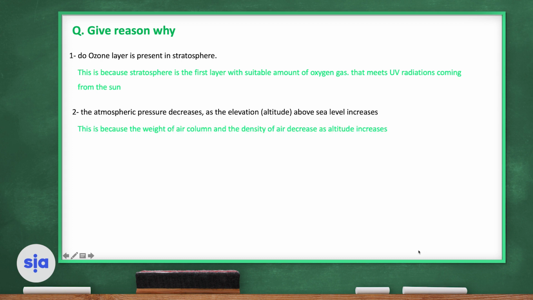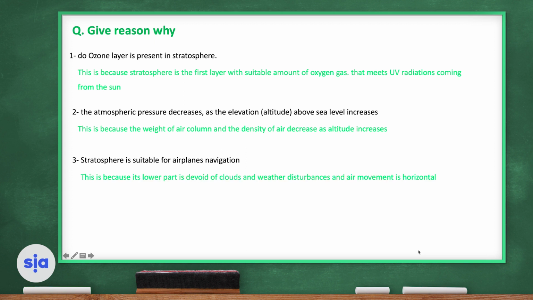Why does the atmospheric pressure decrease as the elevation or the altitude above sea level increases? If you remember, we said as we go up, the density of air decreases. So as the altitude increases, the density of air decreases. It's inversely proportional. That's why the weight of the air column is not so high, so atmospheric pressure decreases as well. Why is the stratosphere suitable for airplane navigation? Yes, it's devoid of clouds and weather disturbances, and the air movement in the stratosphere is horizontal.